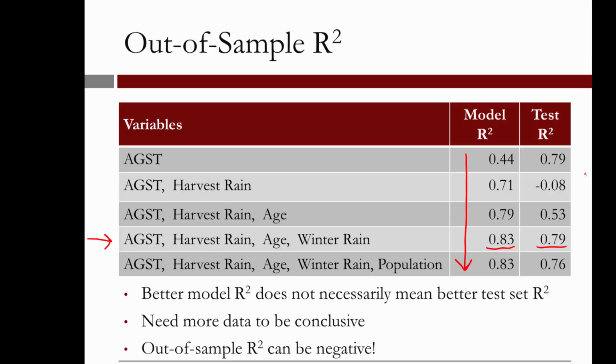Also, note here that the test set R-squared can actually be negative. The model R-squared is never negative since our model can't do worse on the training data than the baseline model. However, our model can do worse on the test data compared to the baseline model, leading to a negative R-squared value. We'll see in the next video how well Ashenfelter did using this model to make predictions for later years.